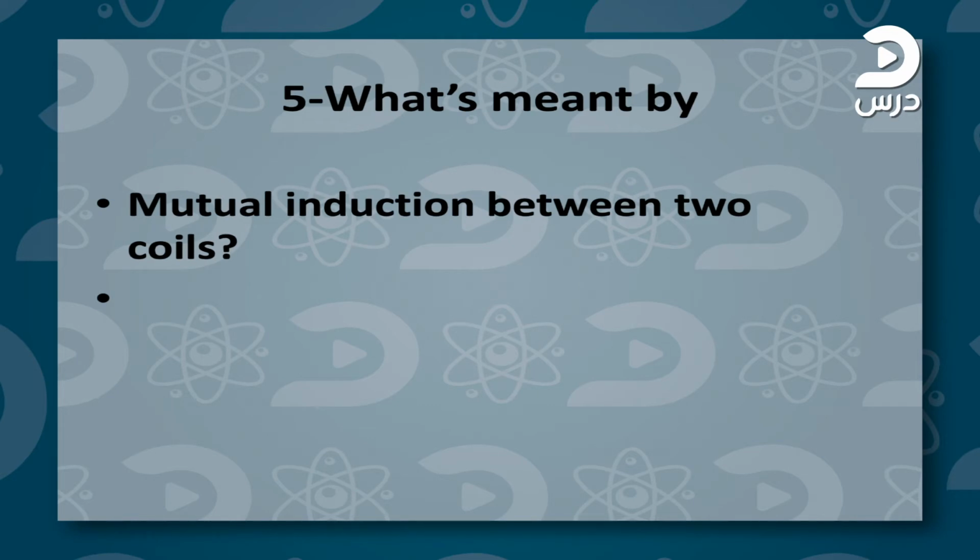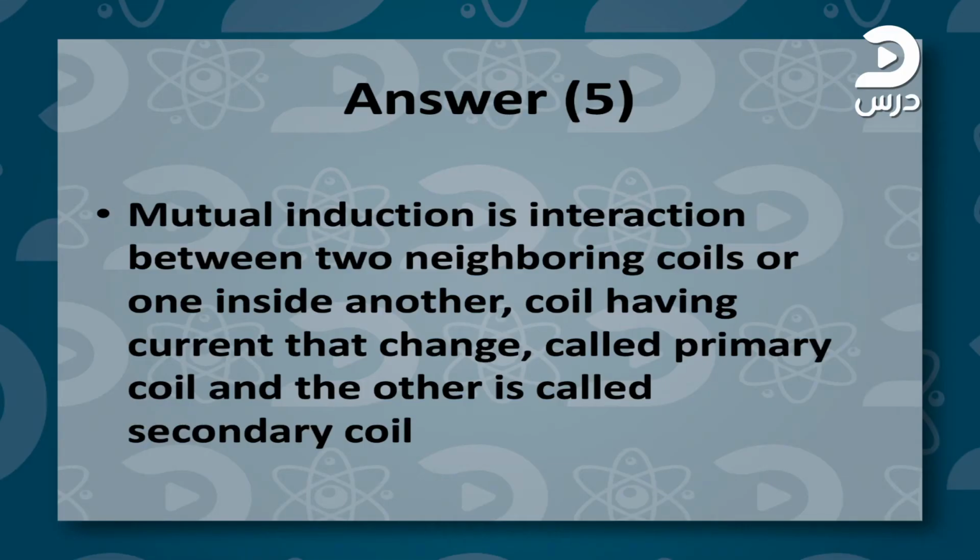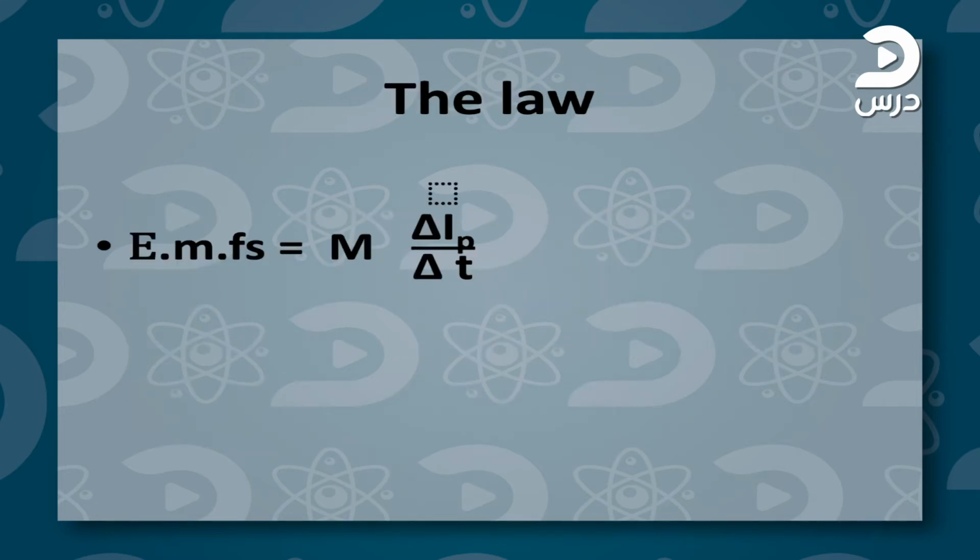Number 5: what is meant by mutual induction between two coils? The law of mutual induction: EMF equals negative mu delta I P over delta T, where EMF is the induced EMF in the secondary coil, mu is the mutual induction coefficient, and delta I is the change of current in the primary coil per time. So mutual induction is the interaction between two neighboring coils, or one inside another. The coil having a current that changes is called the primary coil and the other is called the secondary coil. So we say the law: the secondary EMF equals negative mu delta I primary divided by delta T.